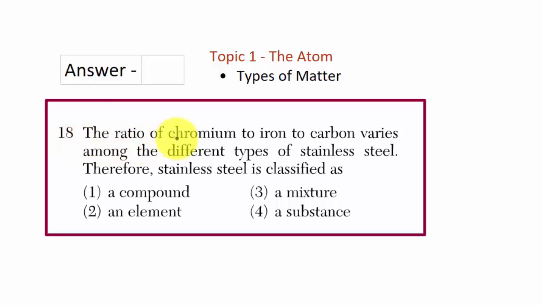Question 18. The ratio of chromium to iron to carbon varies among the different types of stainless steel. Therefore, stainless steel is classified as, well, if stainless steel is made up of 3 different elements, it's either a mixture or a compound. The fact that it has variable composition means that it is a mixture, so we're going to go with answer number 3.